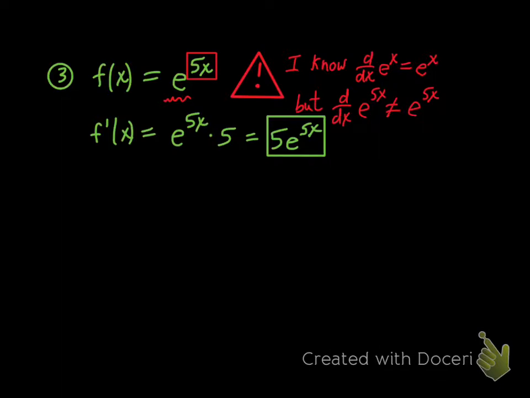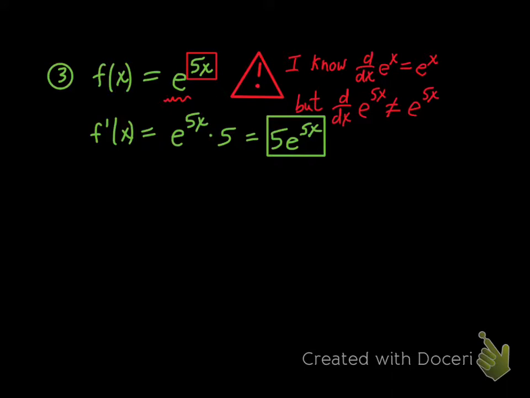I'm not ecstatic about what I squigglied and squared here. Truth be known, I should have squigglied the 5x and put a square around the e to the 5x. Anyways, if you realize the inside function is that 5x, you take the derivative of the outside function, you get e to the 5x. And then make sure you multiply by the derivative of the inside function, which is 5.